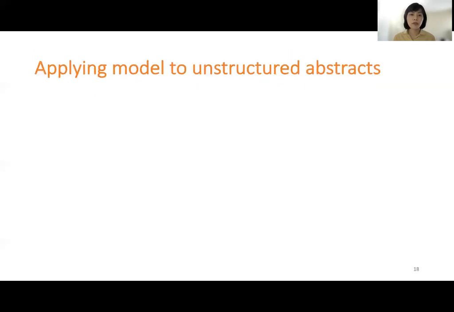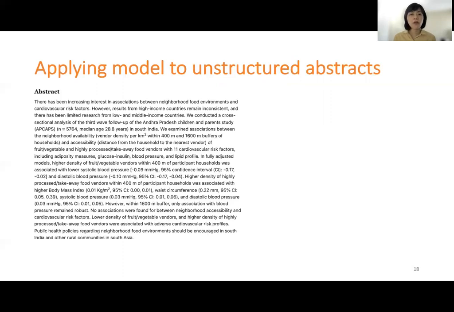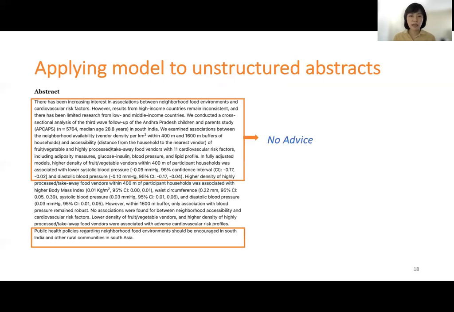Now let's first look at the model's performance on unstructured abstracts. Unstructured abstracts do not have subsection headers, and advice is normally near the end. We then applied a simple location-based filtering technique, assuming all sentences in the first half are non-advice. Using this technique, the prediction model's performance improved and was comparable to that in the training data.